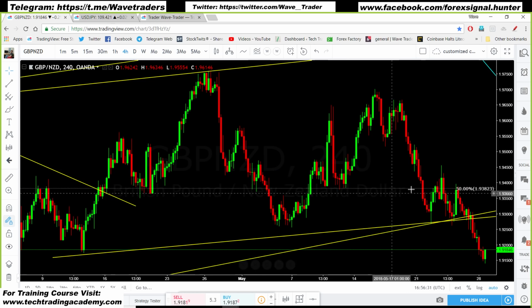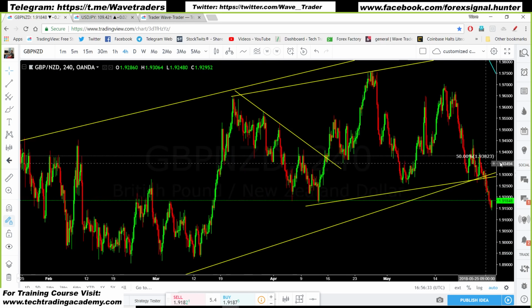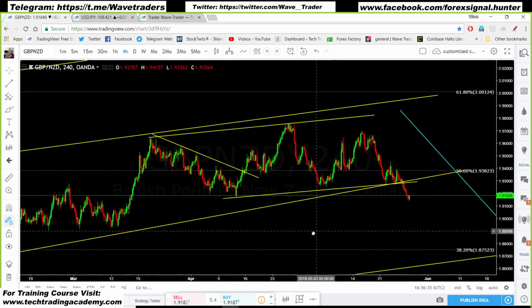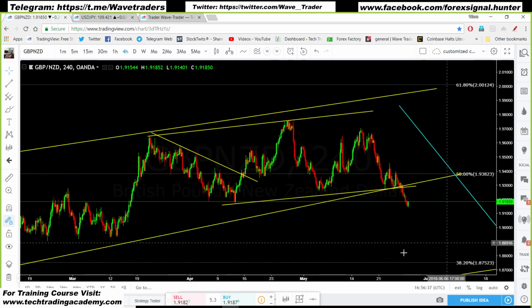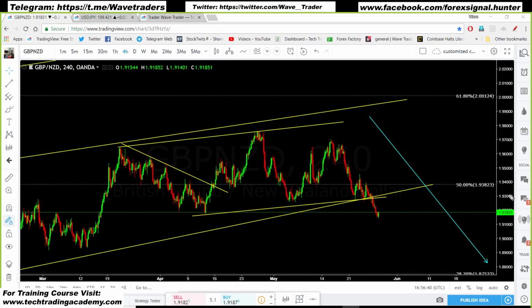Okay, so short term buy. All right, so I'm showing you sell on the pound New Zealand dollar. Yeah, that sell is going to give us a buy here. That bottom, go back up. That formation, go back up. Okay, so first impulse, correction, buy.